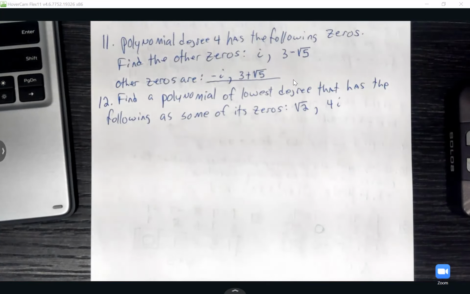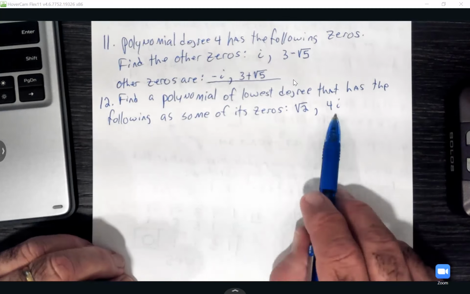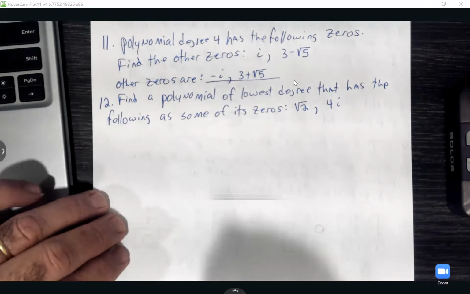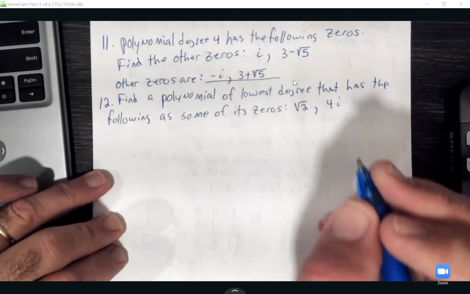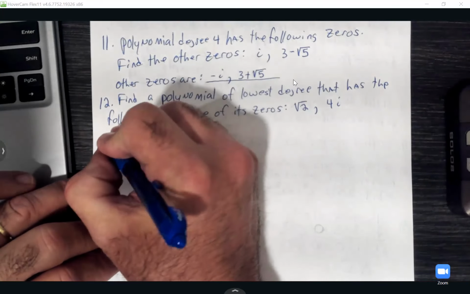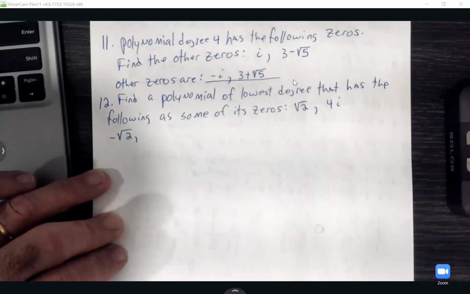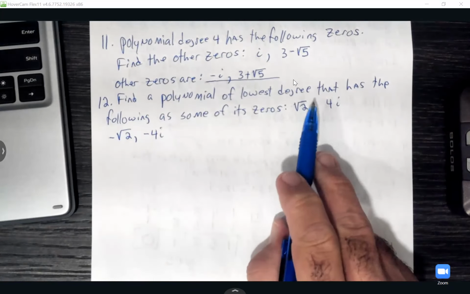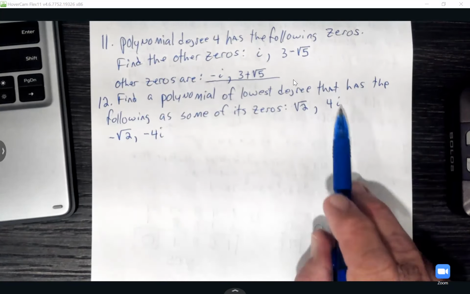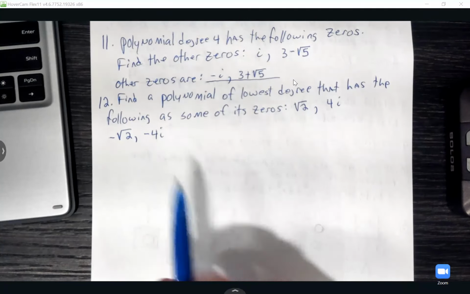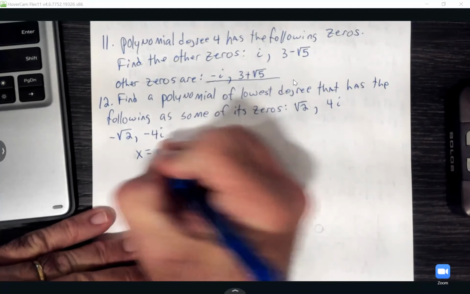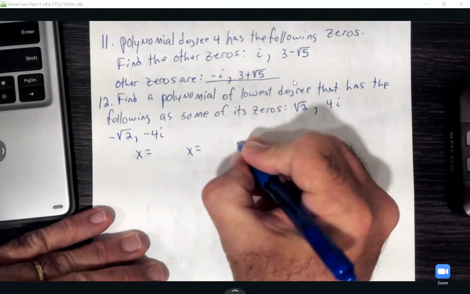So y'all, let me ask you this. They're giving me 2 of these zeros. Automatically, if they give me those 2 zeros, what else has to be zeros? Negative square root of 2 and negative 4i. There you go, because remember, if they're giving you a radical, you know its opposite. They're giving you imaginary, you know its opposite. So y'all, this is the one where we're going to find a polynomial. So we're going to set our x's equal to these 4 zeros we got.